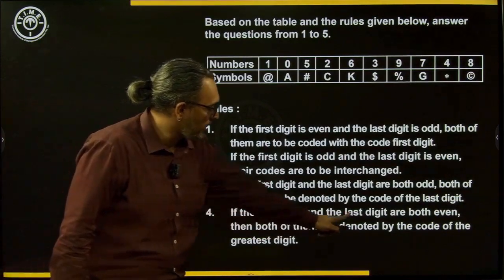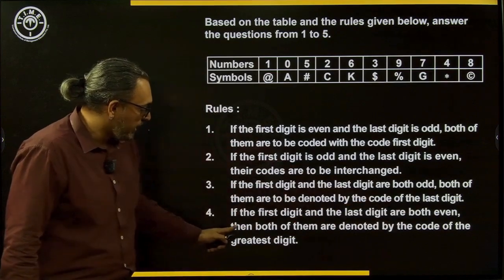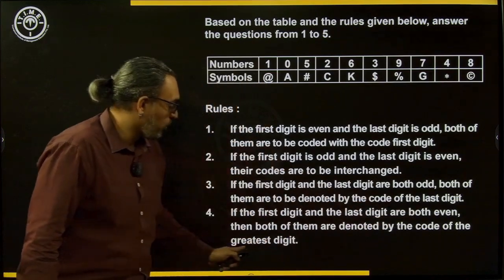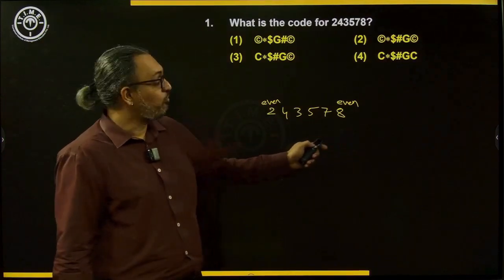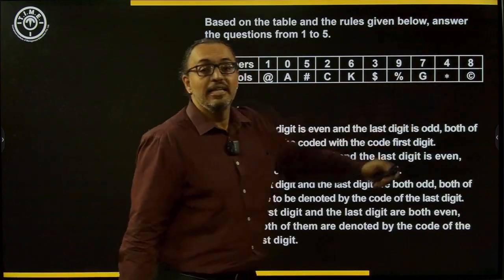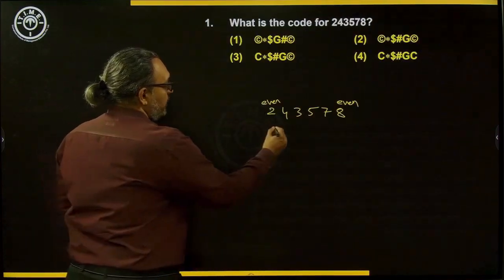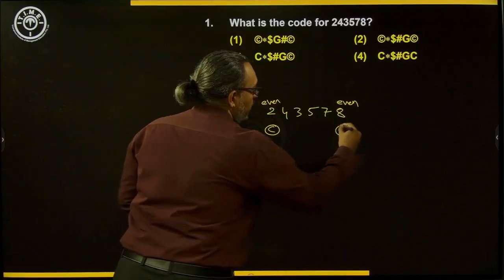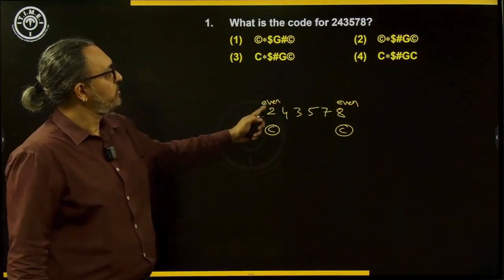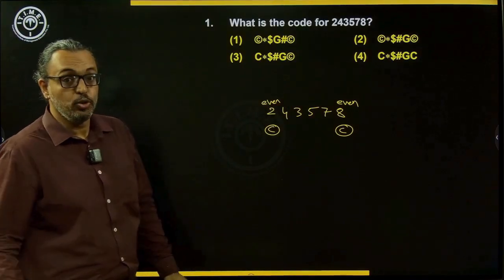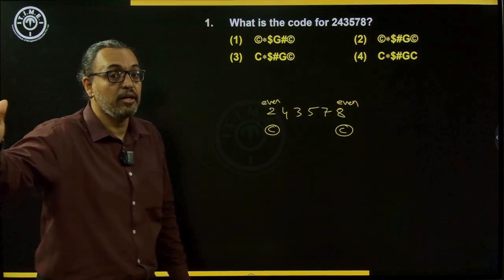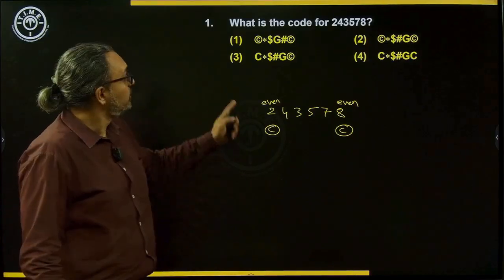If the first digit and the last digit both are even, then both of them are denoted by the code of the greatest digit. So which is the greatest digit? 8. And what is the code for 8 given here? Copyright, C symbol. And that is what you code here. Then look at your options. There are two options that satisfy. If there was only one option, mark and move on. Do what is necessary to get the answer, mark and move on. Got it? So now let's see for the others.